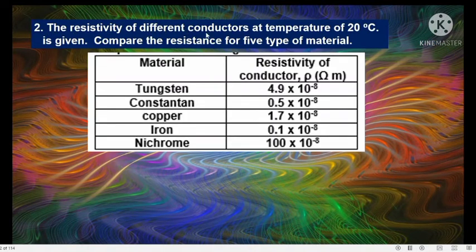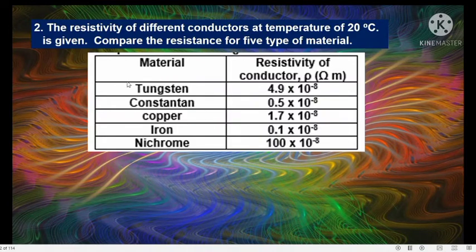Okay. The resistivity of different conductors at a temperature of 20 degrees Celsius is given. Compare the resistivity for 5 types of material. We have 5 types of material here: tungsten, constantan, copper, iron, nichrome. Normally, these 5 conductors are good conductors that are usually used as heating elements or connecting wire for transmission cable and other purposes. If you look at the value of resistivity, the value is quite small because of 10 to the power negative 8, or we can say the overall resistivity is low compared to other conductors.